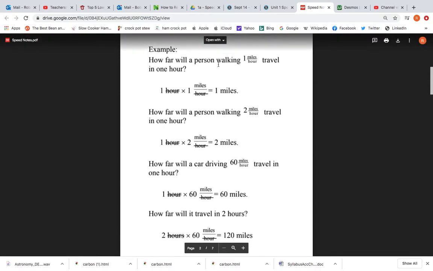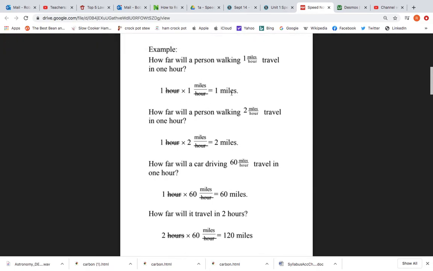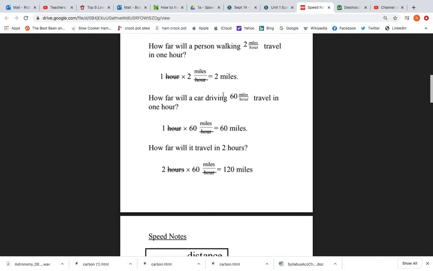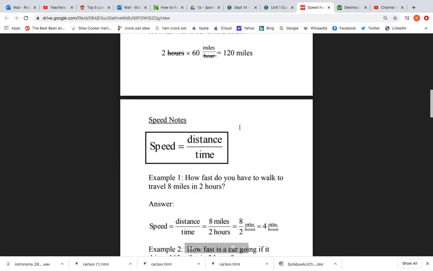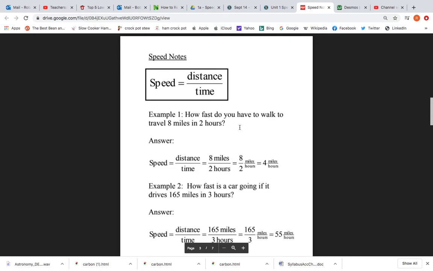Examples: how far will a person be walking at 1 mile per hour? How far will they travel in 1 hour? Well, here's your math. You figure that they travel 1 mile in 1 hour. If they increase their speed to 2 miles per hour, they're going to be able to travel further in 1 hour. If they increase their speed, like they're riding in a car, to 60 miles per hour, in 1 hour, they're going to be going 60 miles. So you can use miles per hour speed to calculate how far they're going to go if you know how long they're going to be traveling.